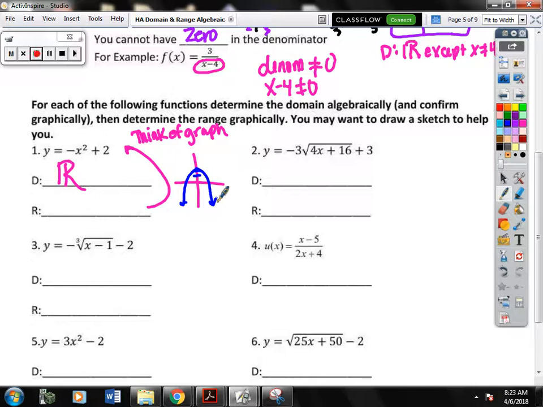So you're using your knowledge of transformations of quadratics back from chapter 5 to help you figure out. So now we can say that the range is going to be less than or equal to 2, or you could say negative infinity to positive 2, whichever one you prefer.